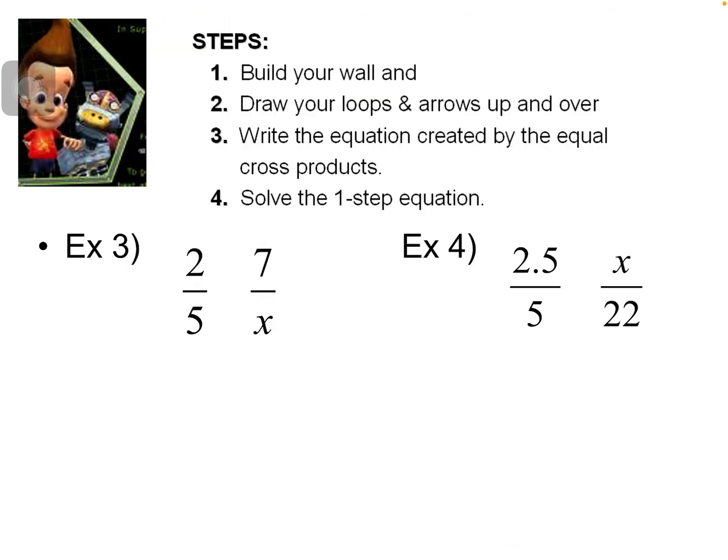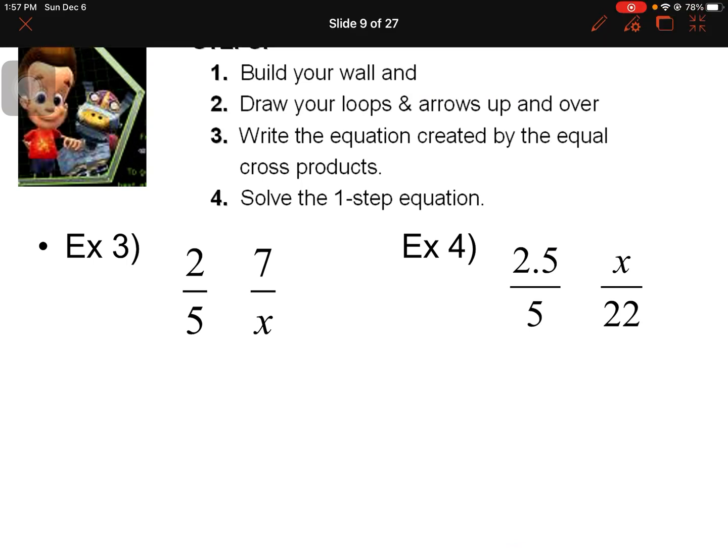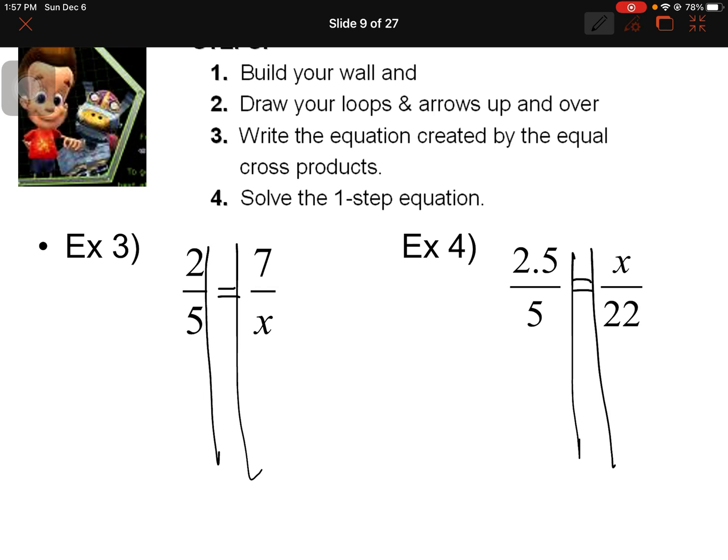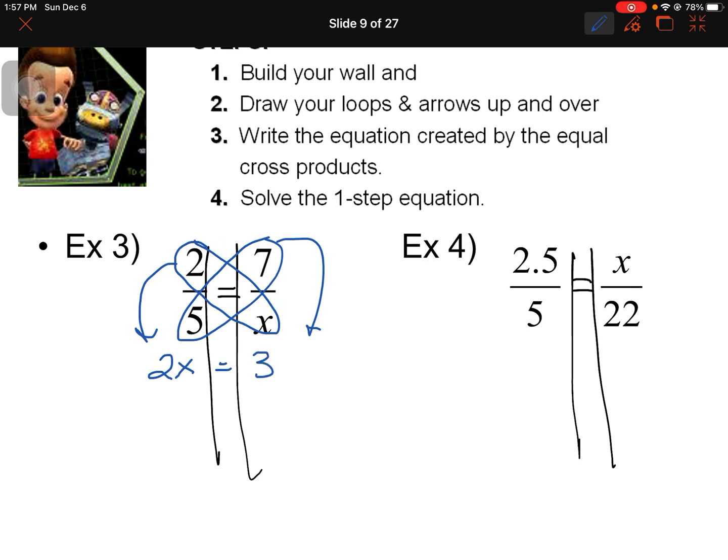So as we look at this first one, now these are not terribly big, ugly numbers, so we've got our equal sign here. So step 1, you're going to build your castle wall. I'm going to build my castle wall on both of these. All right. Step 2, we're going to do our cross products. So in this loop, we have 2 times x, which we just write as 2x. And in this loop, we have 7 times 5. Now, you're going to use your calculator if you need to, but you don't have to show me. By drawing that loop, you're showing me that you multiply those.